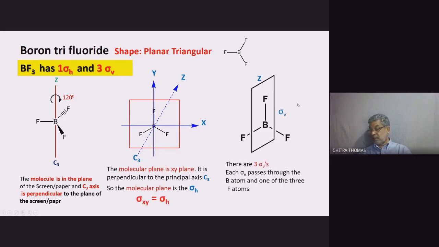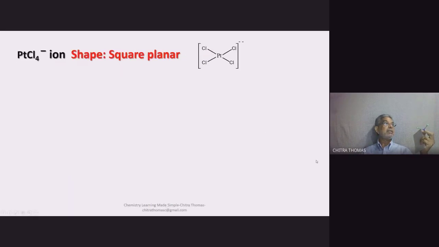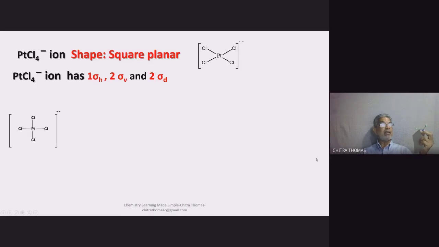Then there are three vertical planes. One, two, and three. And each vertical plane passes through a boron atom and one of the fluorine atoms. Now PtCl4, the 2 minus ion.